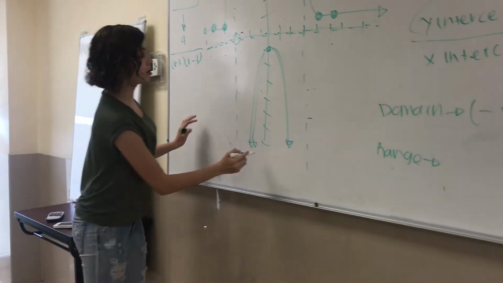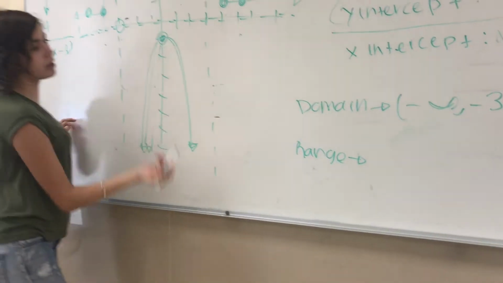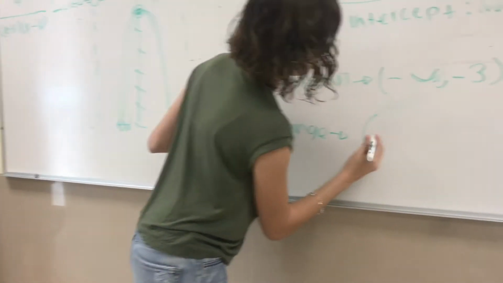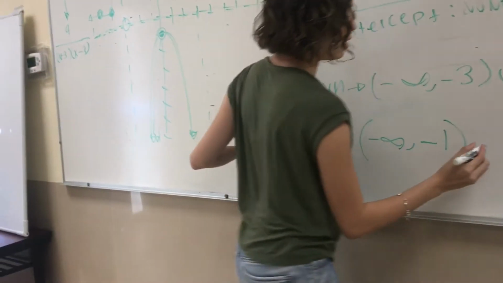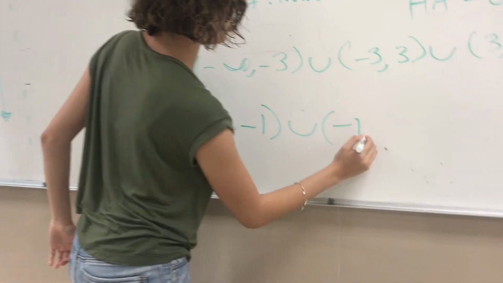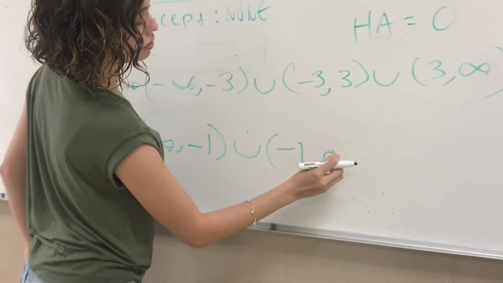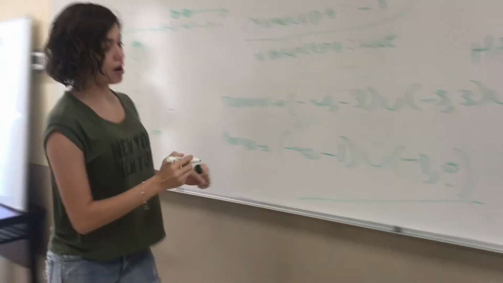And our range, we're going to go walking, and we're going to stop at -1. It's going to be -infinity to -1, and union -1 to 0. It's going to be our range. That's it.